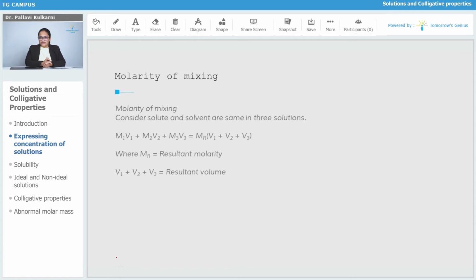Now let us see what happens to the molarity after mixing two different solutions with different molarities as well as volumes. Here you can see the mixing of three solutions, having different molarities M1, M2, M3 and different volumes V1, V2 and V3. Always remember, the sum of the products M1 V1, M2 V2, M3 V3 will always be equal to MR times the sum of all the volumes. So MR will be the resultant molarity and total V1 plus V2 plus V3 will be the resultant volume.